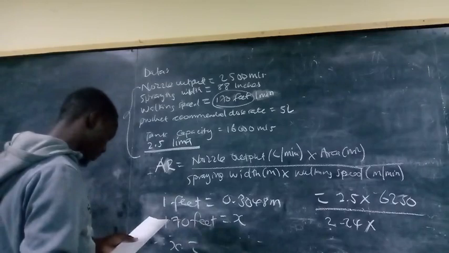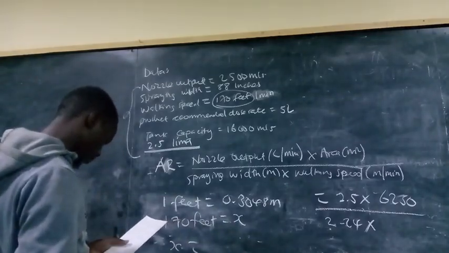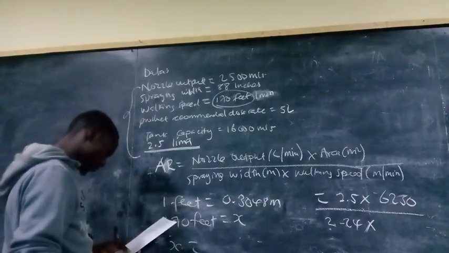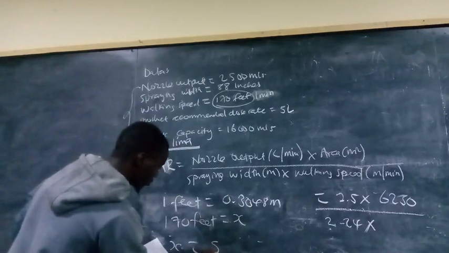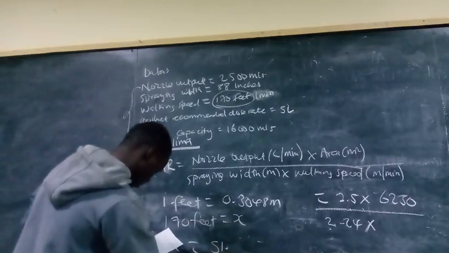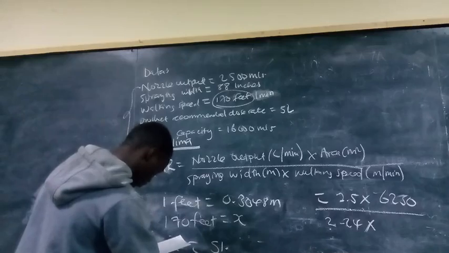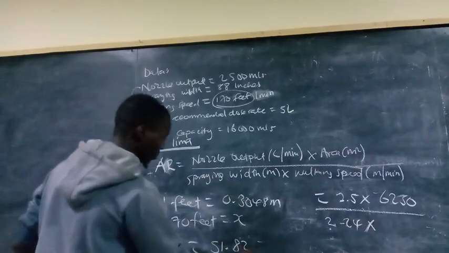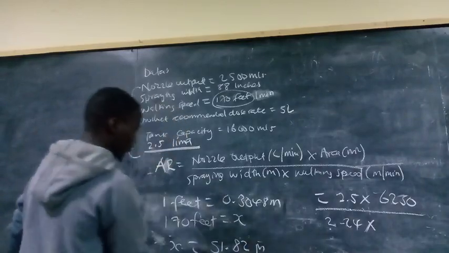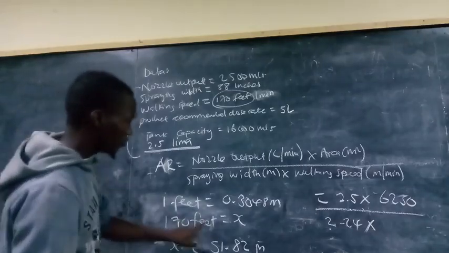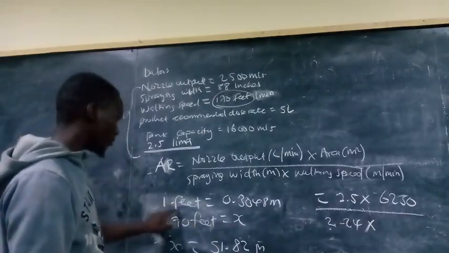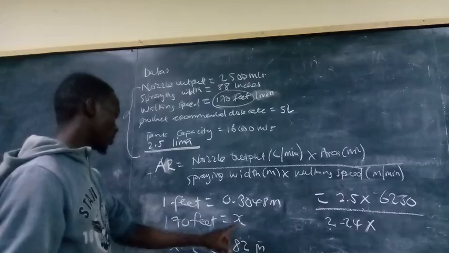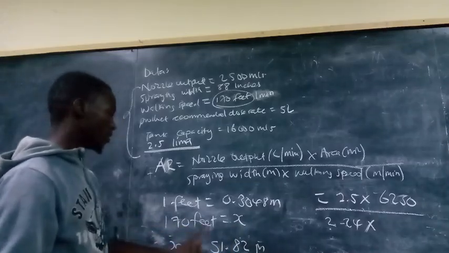So when you take in that conversion there, you're going to get a figure that is 51.82, something like that, which would be meters. So we converted our 170 feet to meters with this conversion factor, that is 1 foot is equal to 0.3048 meters. So just cross multiply that to have this x in your meters there.